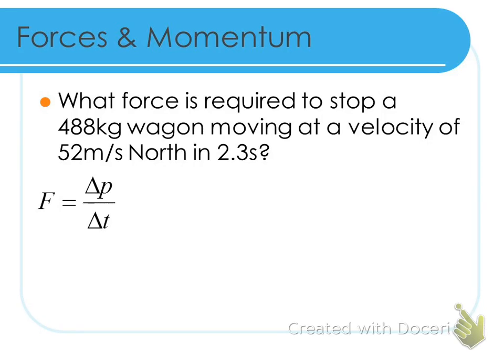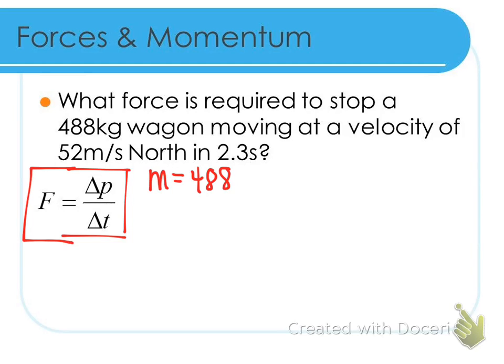What force is required to stop a 488 kilogram wagon moving at a velocity of 52 meters per second north in 2.3 seconds? Let's take a look at what variables we have. Here's our overall equation that we need to use: force is equal to change in momentum over change in time. But we're not given a momentum. We're given a mass and a velocity and a time.